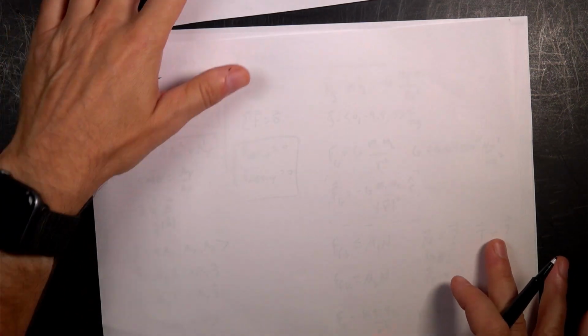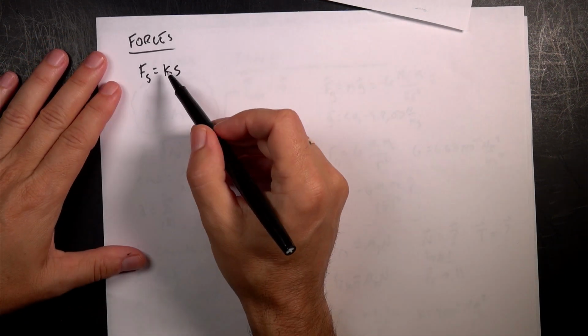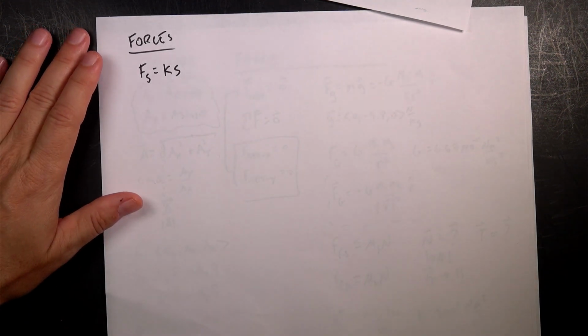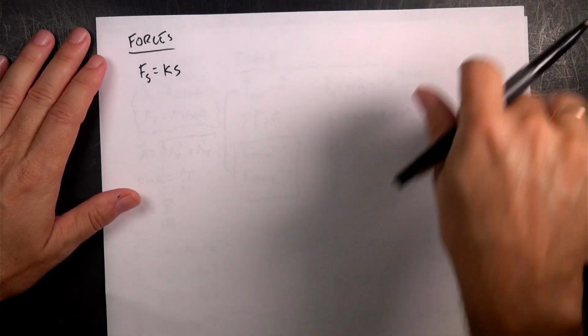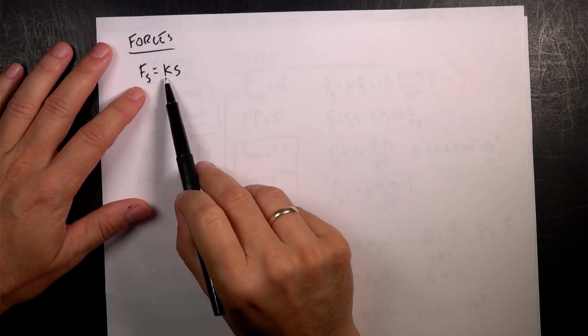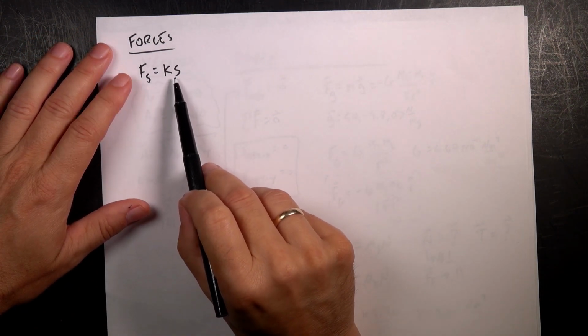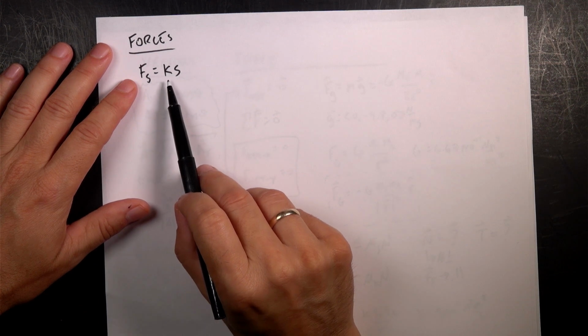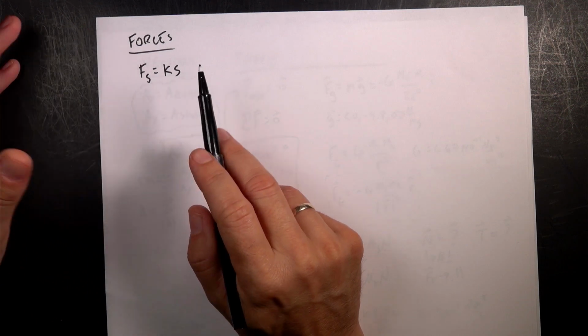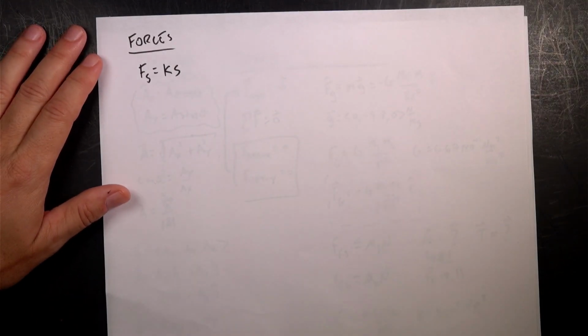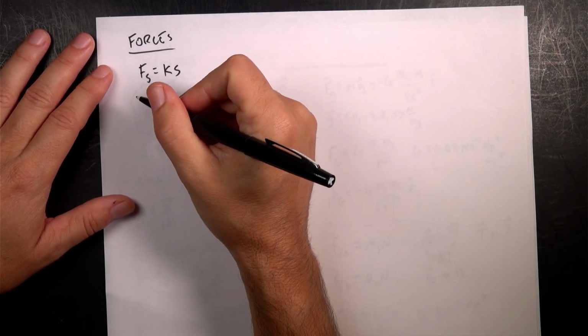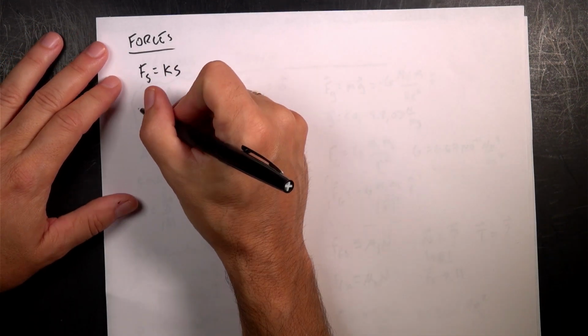Most books actually write this as negative Ks. I think that's a bad idea. I do not approve of negative Ks because s is not a vector. K is the spring constant. The force is a vector, so it doesn't really make sense. If you want to write it as a vector, I'm going to do it.